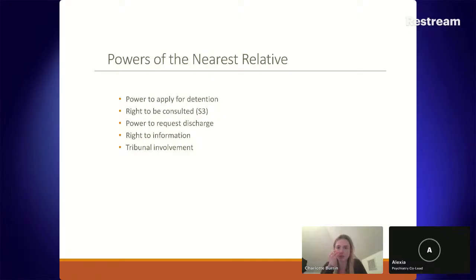We touched on the powers of the nearest relative. They have the power to apply for detention. So if they're concerned about their relative, they can apply for a mental health act assessment. They have a right to be consulted, to request discharge for Section 3. They have a right to information, and also if there are tribunals, they can be involved in those.